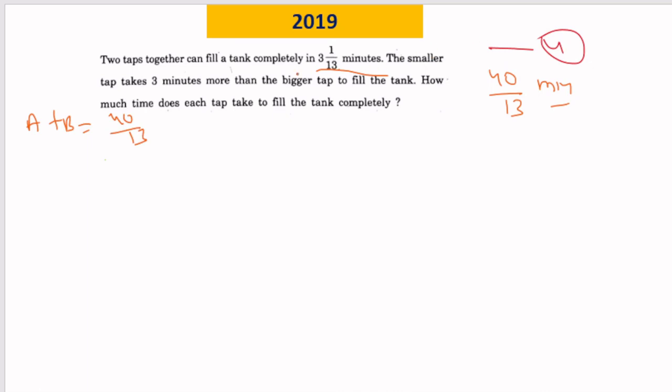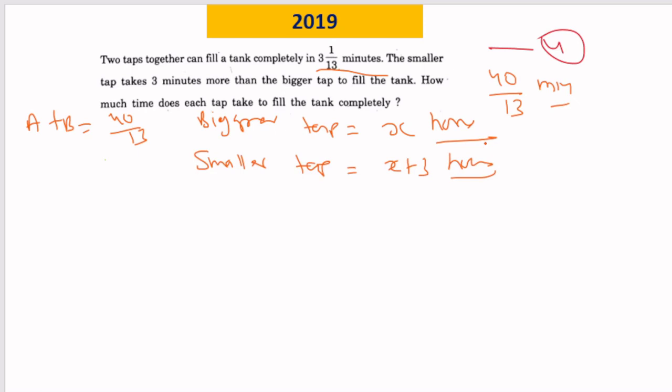What is the next? The smaller tap takes 3 minutes more than the bigger one. So the smaller is taking more time, the bigger value is not given. So we can assume, let's say the bigger tap is equal to x. What is x? So the bigger tap takes x hours to fill the tank alone. So what about the smaller one? The smaller will take x + 3 hours to fill the tank. Now here some logic. The bigger one takes x hours alone to fill the tank, right?